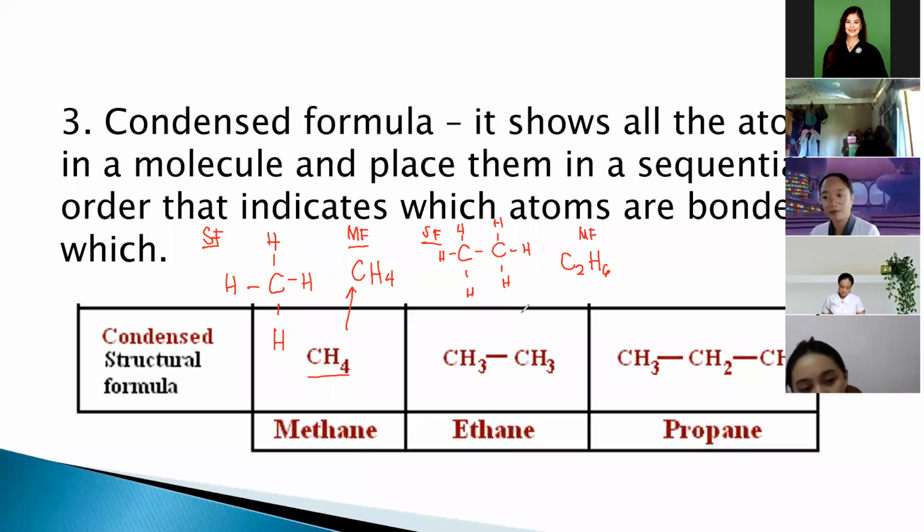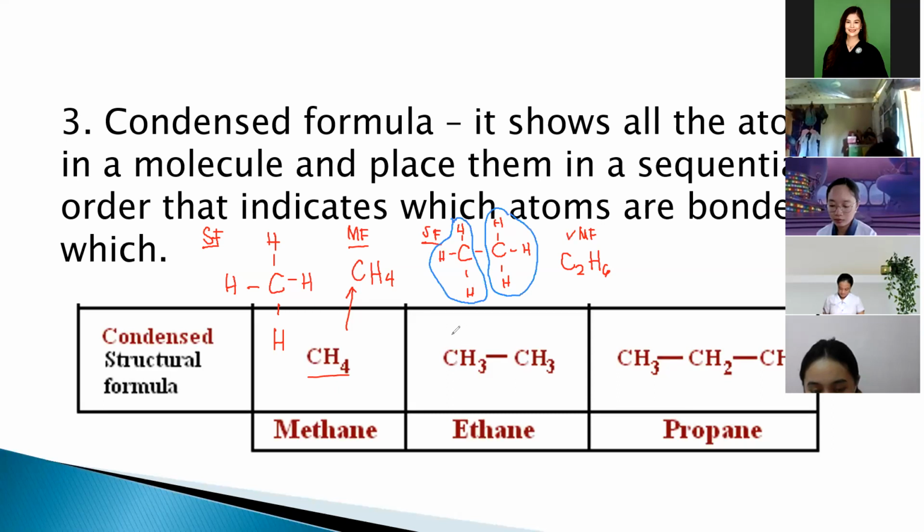I-group natin together yung isang carbon and lahat ng hydrogen na nakapalibot sa kanya. So, let me change the color of my pen first. I-group natin. This one is one group here. One carbon is one group. And then another carbon is another group na naman. Okay? Parang isa-summarize natin sila but not really that summarized na parehas talaga sa molecular formula.